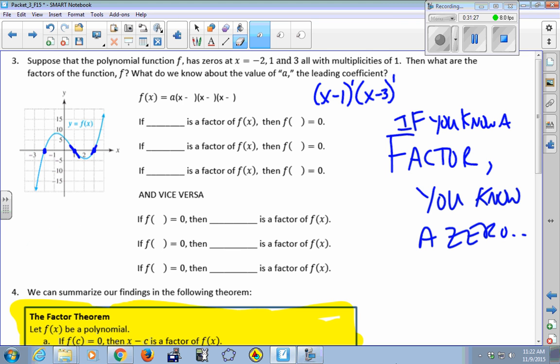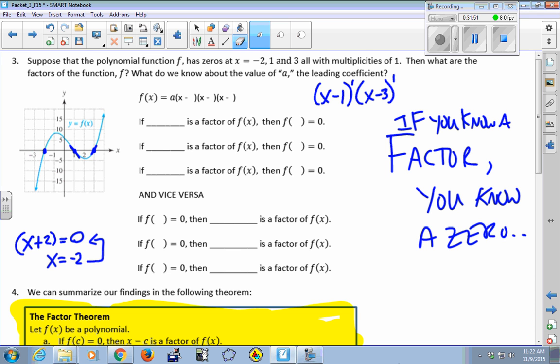The other 0 I have is x equals -2. I know that's a 0. So I want to step it back one step to see what my factor would have looked like to give me -2 as a 0. So what would I do to both sides here to make this top equation? Add 2 to both sides, x plus 2.